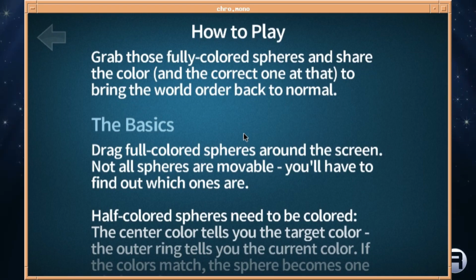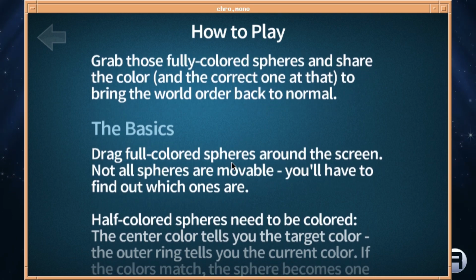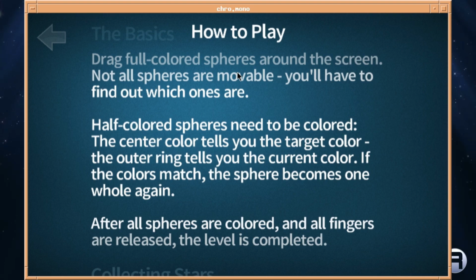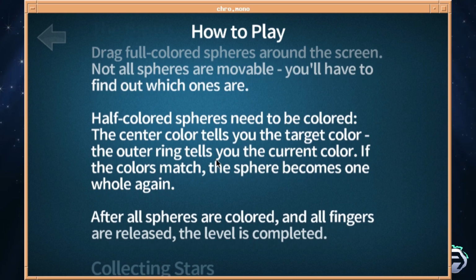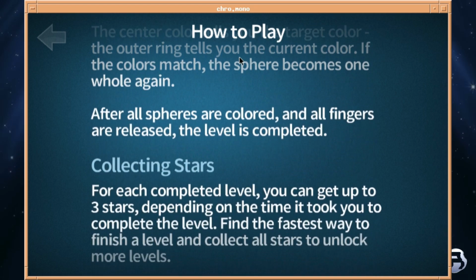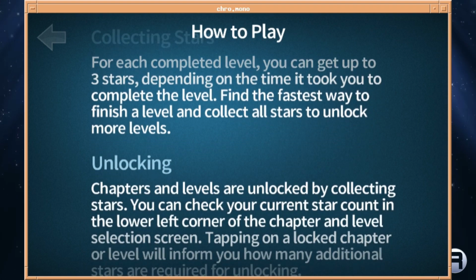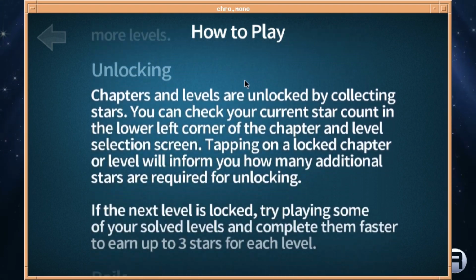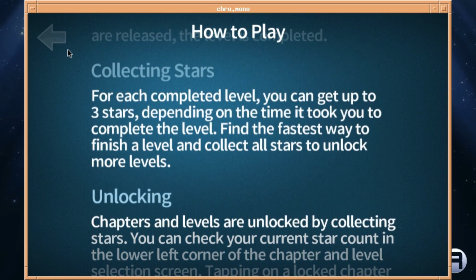It's very well presented. There's some how to play, which I think you'll probably need to read. It's like, drag full coloured spheres around the screen. Not all spheres are movable, and you'll have to find out which ones are. Half coloured spheres need to be coloured, and the centre colour tells you the target one, and the outer ring tells you the current colour. If the colours match the sphere, it becomes one whole colour again. It's not a bad game.